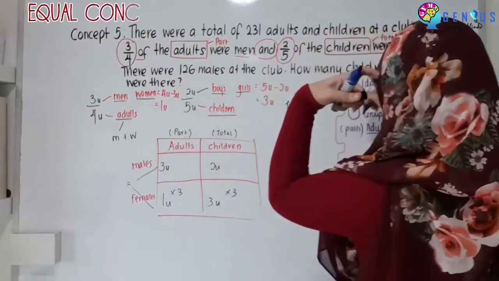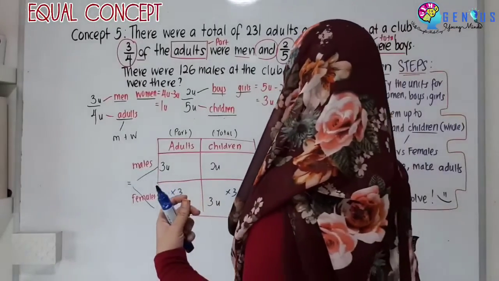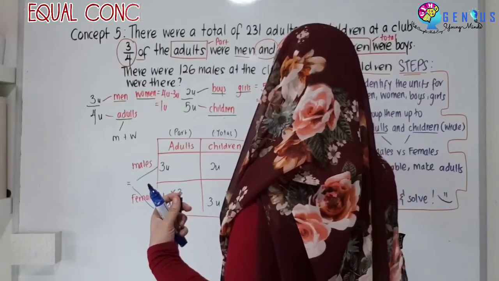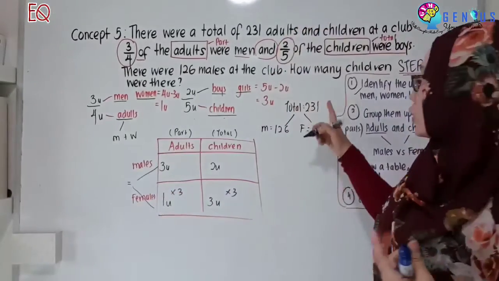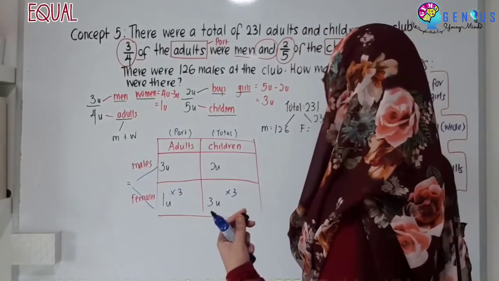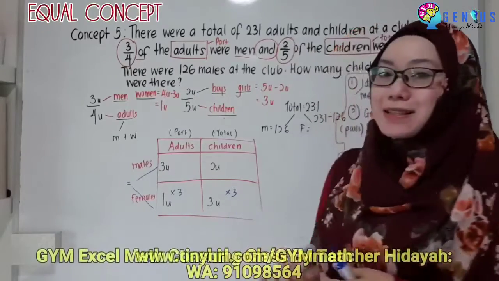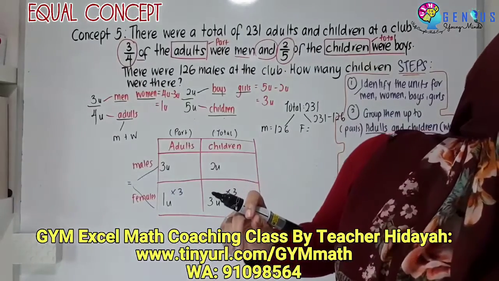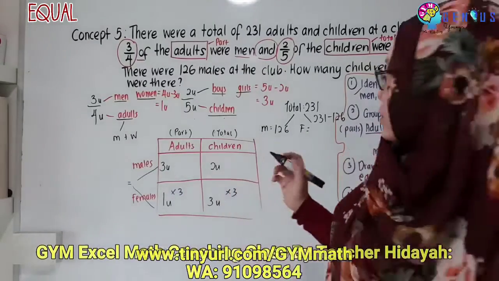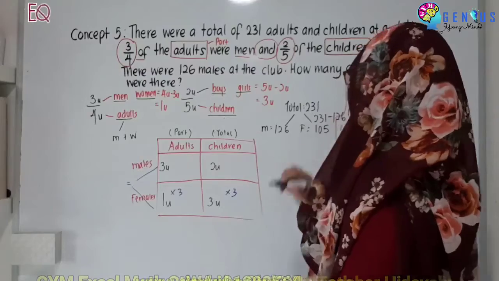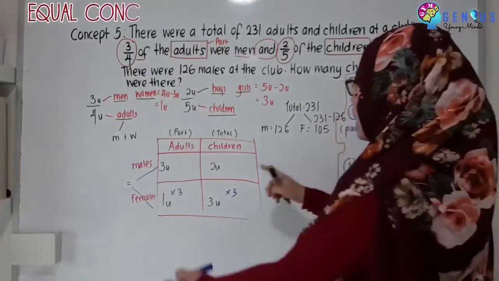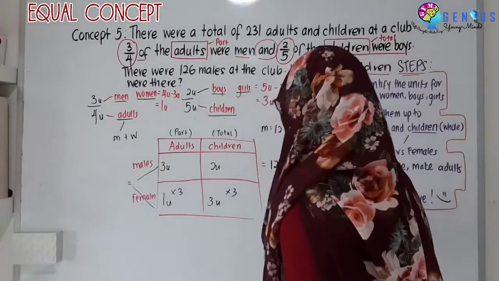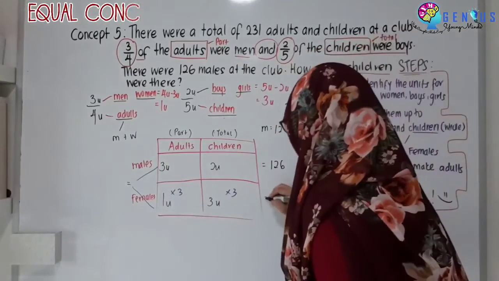And I know that 126 are males. So male is 126. Can I find my female? Yes, I can. I take 231 minus 126. This will give me 105. So 105 females. Now let's look. The male is 126, we put in. The female is 105, we put in.